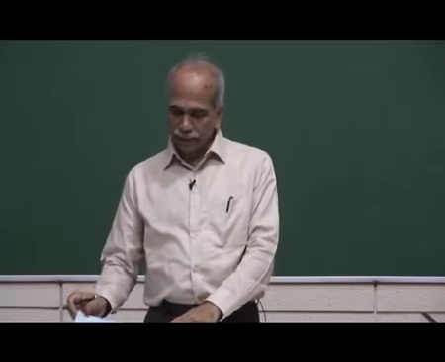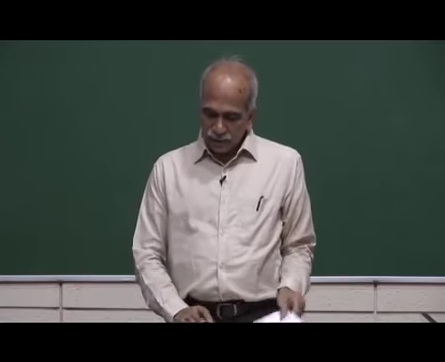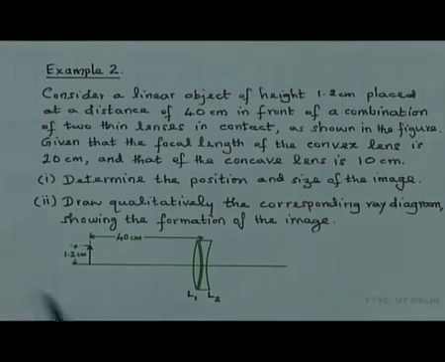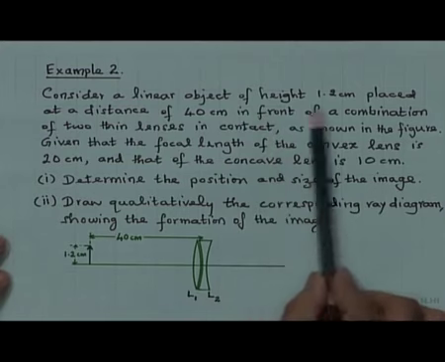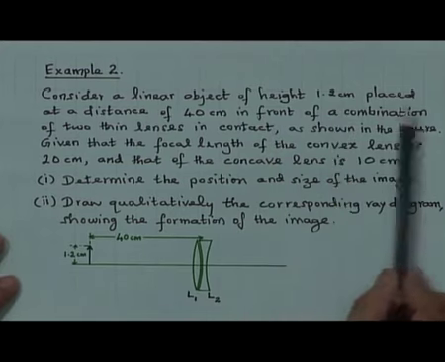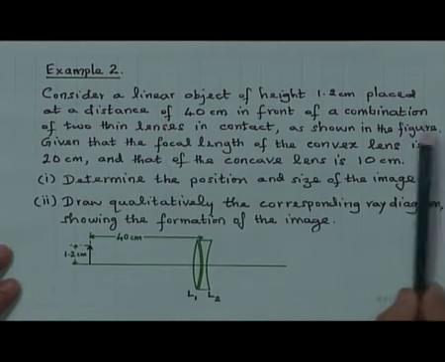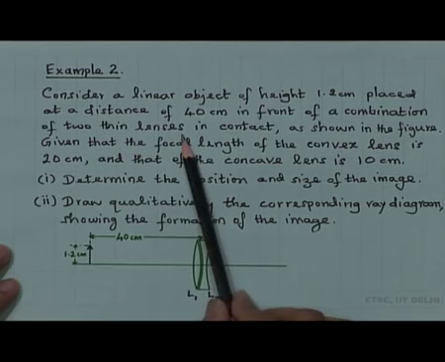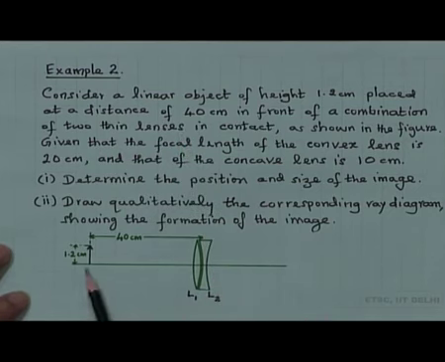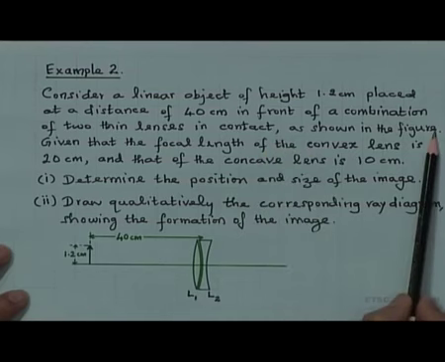Let us take a second example. Consider a linear object of height 1.2 centimeter placed at a distance of 40 centimeter in front of a combination of two thin lenses in contact. I have shown here a diagram, as shown in the figure.